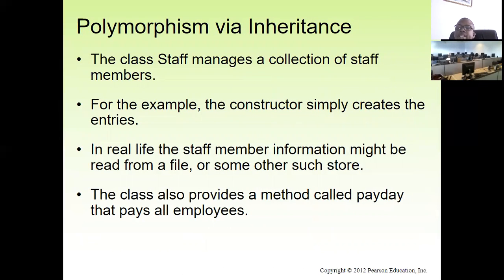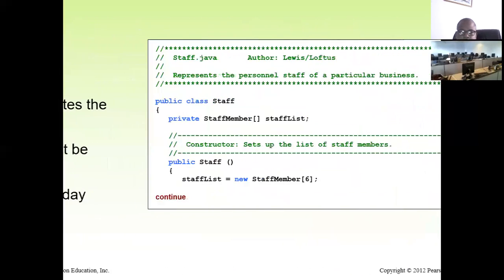Now, we're going to write a class called Staff, which manages a collection of staff members. And we're going to use a list to do this. For example, the constructor simply creates the entries. In real life, the staff member information might be read from a file or some such store, but in this case, we're going to just put them in an array.